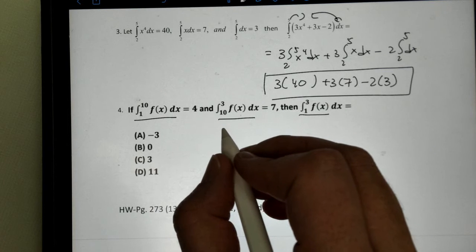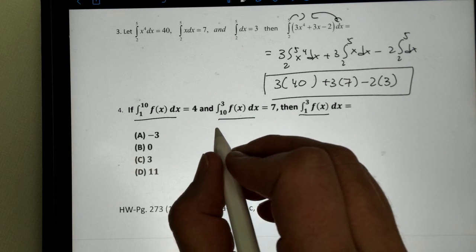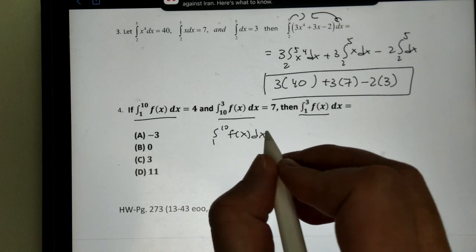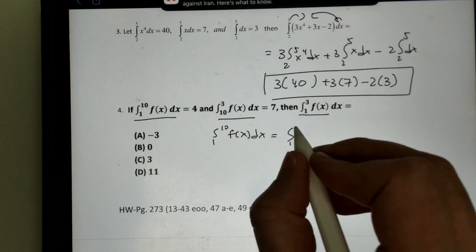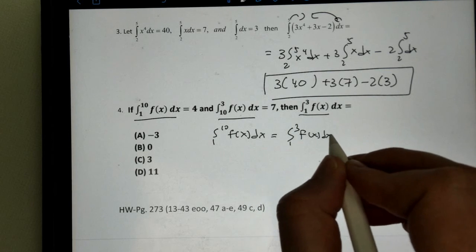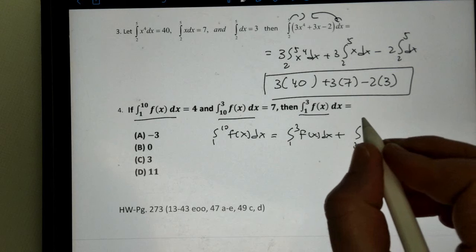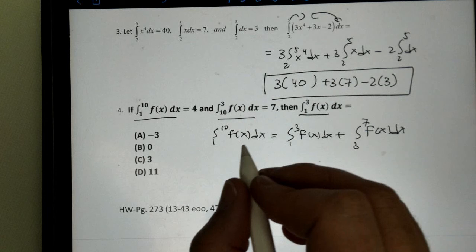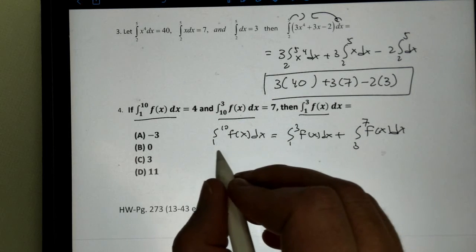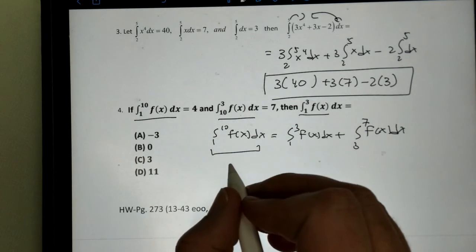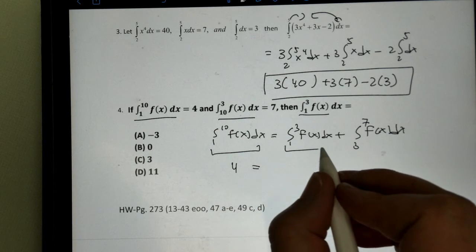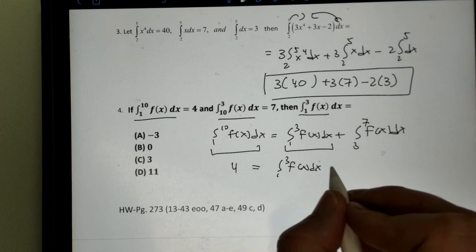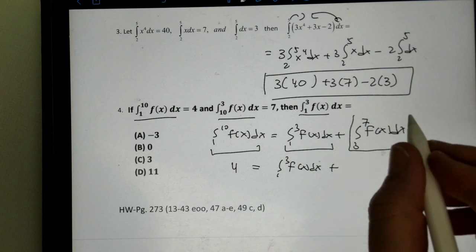So if I write this, I can say that the area from 1 to 10 of f of x dx is equal to the area from 1 to 3 of f of x dx plus the area from 3 to 7 of f of x dx. Now we have to talk a little bit. This I already know. I know that that's 4. The area from 1 to 3, that's my question mark. That's what I want to know. Plus, but this one's a little bit trickier.